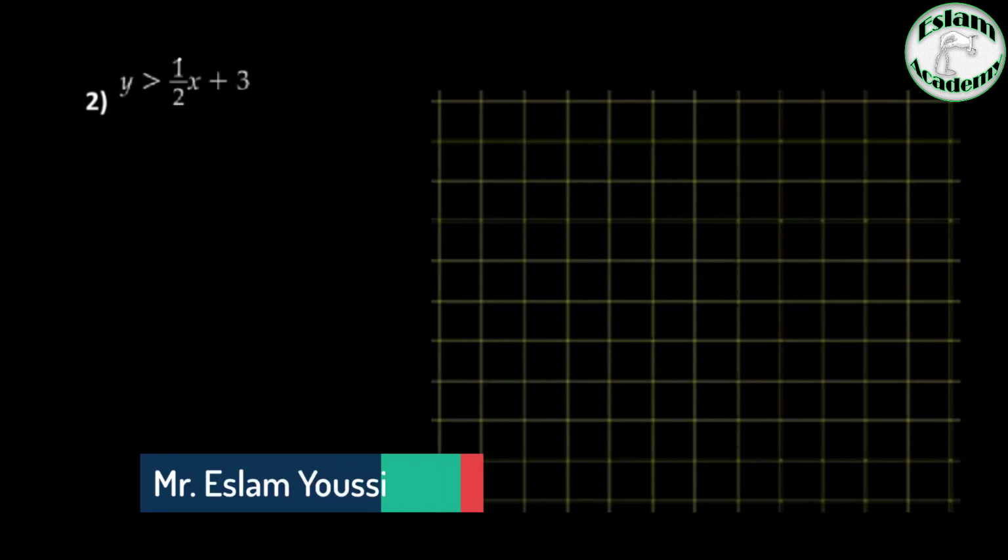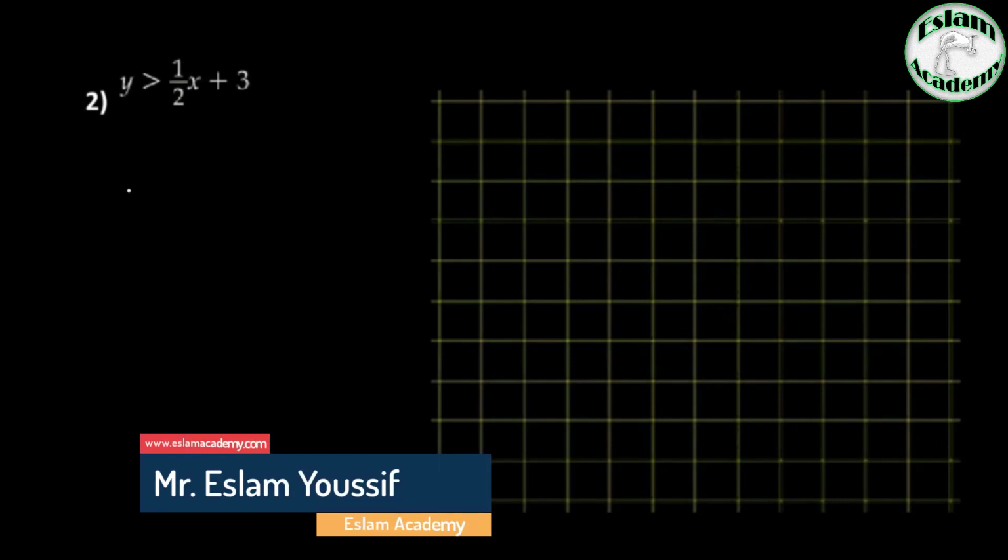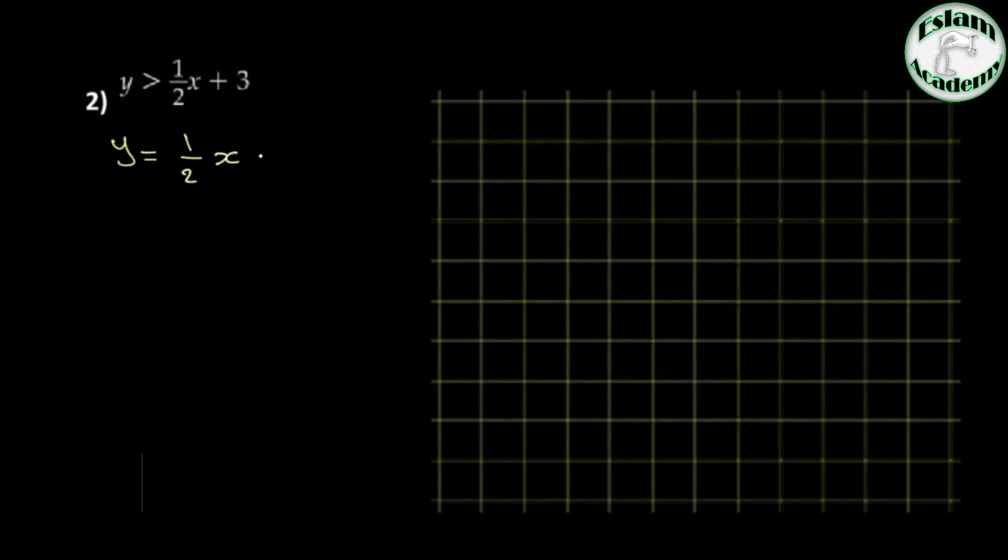Number 2. y more than 1 over 2x plus 3. The first step is to convert the inequality to an equation. So it will be y equals 1 over 2x plus 3. You will find that this equation is written in the slope-intercept form, y equals mx plus b. So we can find the slope and y-intercept. The y-intercept equals 3 and the slope is equal to 1 over 2.